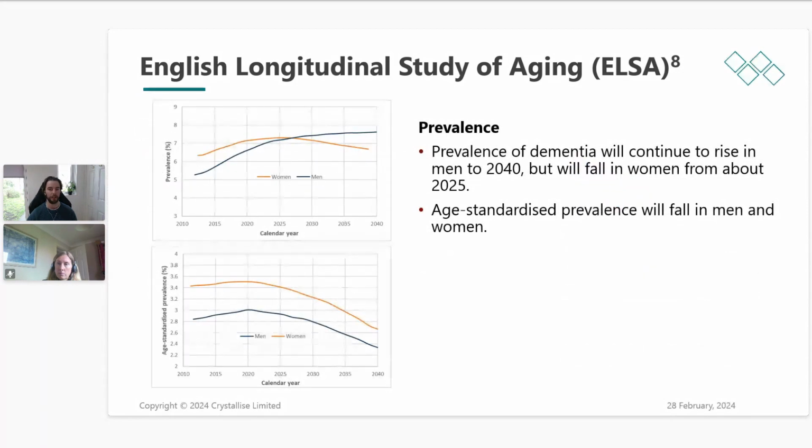So if we look at the prevalence data for this particular longitudinal study, in the top graph we see prevalence over time without age standardization. So this is total prevalence, and we see for men it's expected to increase and potentially plateau over time. And for women, we're actually seeing an earlier plateau moving towards a decrease. If we age standardize, we see decreasing prevalence in both men and women.